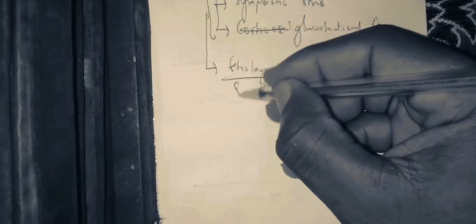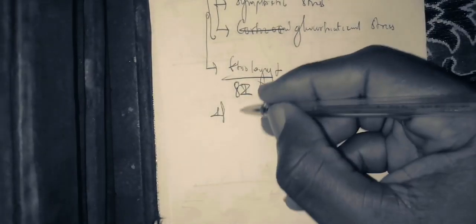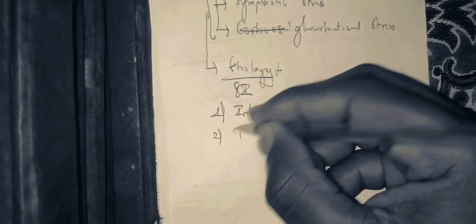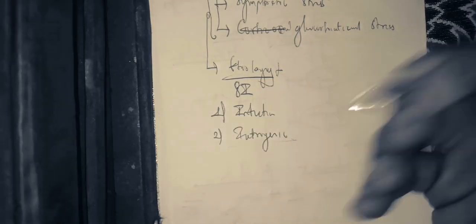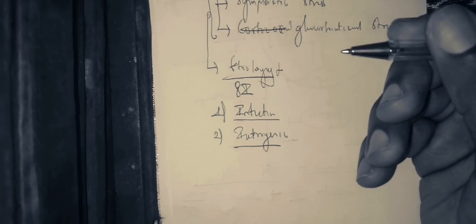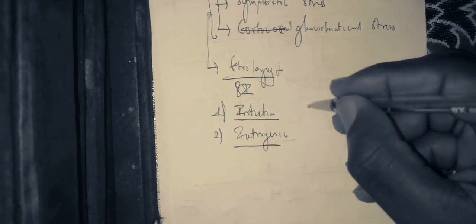And the etiologies of these two stresses, generally, you have the 8 I's. So the first 2 I's, you have infection and you have iatrogenic. So when you are taking too many medications and you are infected, it can be causes of stress, infections and iatrogenic.